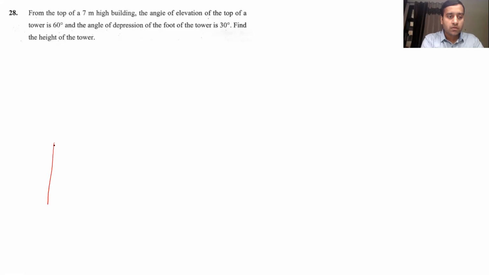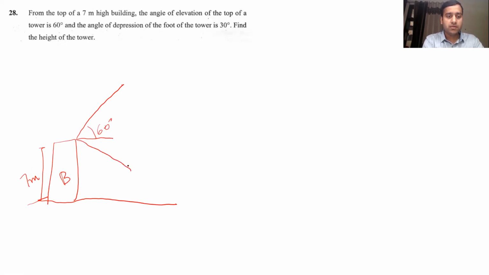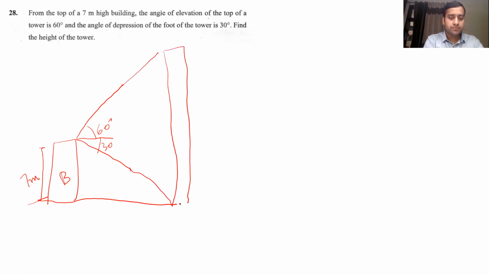So we have a building, let's say it's denoted with B, which is 7-meter high. And we are watching a tower whose angle of elevation of the top is 60 degrees. So this is 60 degrees and of the foot it is 30 degrees. So here is the tower. We have to find the height of the tower. This is tower and this is building.